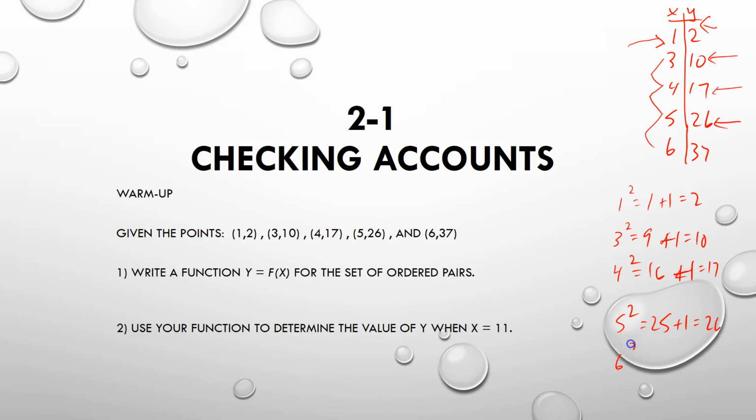All right, take a look at the next one. 6. If I square it, I get 36. If I add 1, I get the 37 that I was looking for. All right, so the pattern seems to be I take my x, whatever it is, and I square it, and then add 1. So that actually is our function. Our function here is going to be to take our y value. To get the y value, we take the x value and square it, and then add 1 to it. All right, so that's our function.